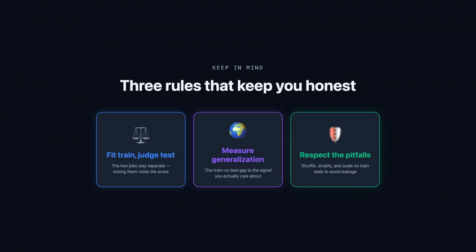Third, respect the pitfalls, because a careless split can quietly ruin everything. Shuffle unless it's time series, in which case you split by time, so you never train on the future. Stratify for imbalanced classes, so both sides share the same class mix. And scale using only the training set statistics, so nothing leaks into the split.